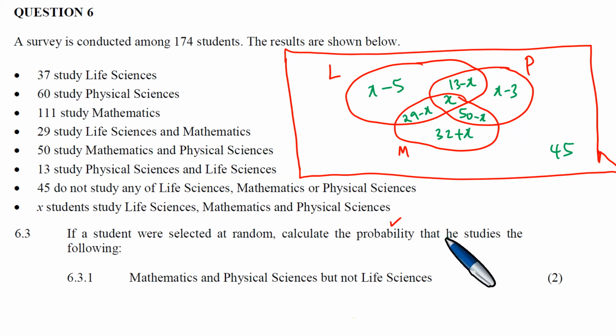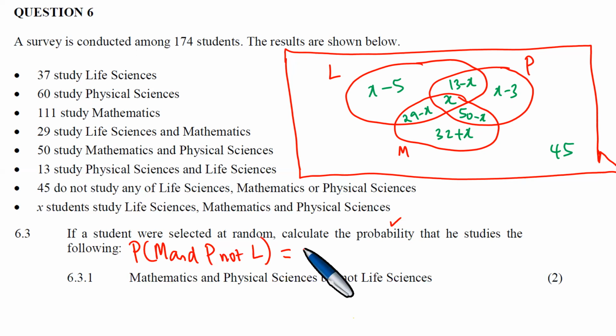We ask: if a student was selected at random, calculate the probability that he studies the following: mathematics and physical sciences, but not life sciences. Let us do that probability. That's pretty straightforward. So if we do the probability, for example, that a student does mathematics and physical sciences, not life sciences, so they do M and P, mathematics and physical sciences, but not life sciences. Now tell me, what is the probability here?